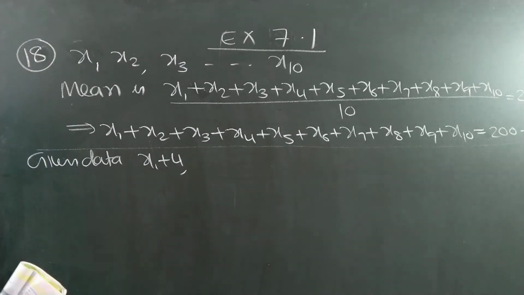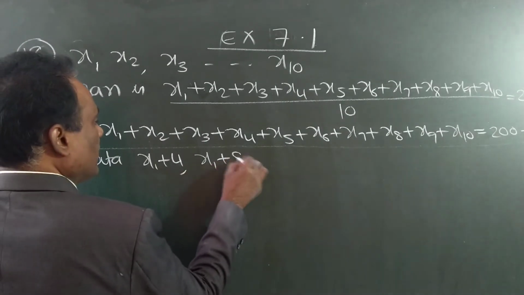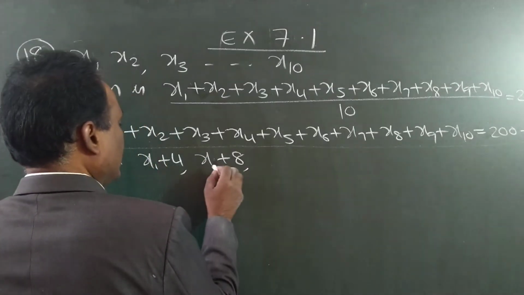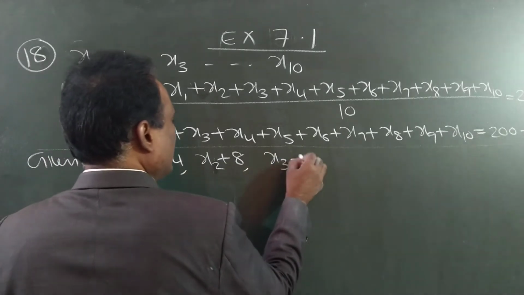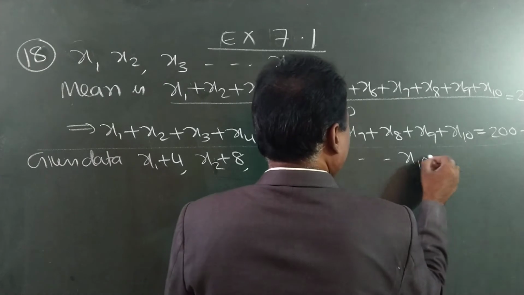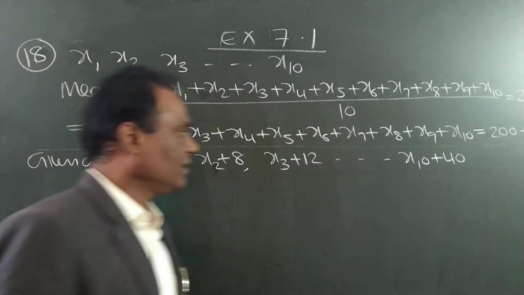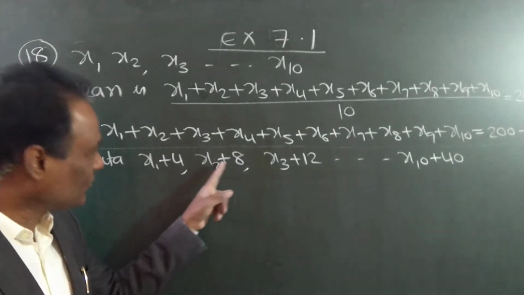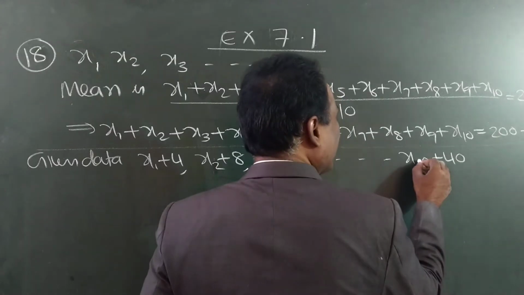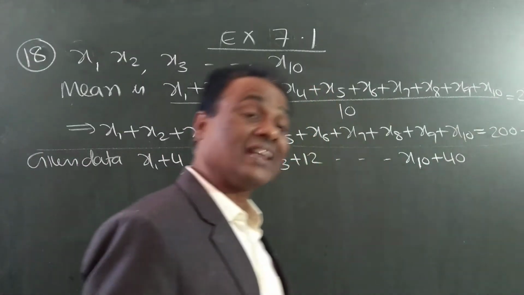x1 plus 4, x2 plus 8, x3 plus 12, and so on, x10 plus 40. What is the mean of these numbers? That is the question.